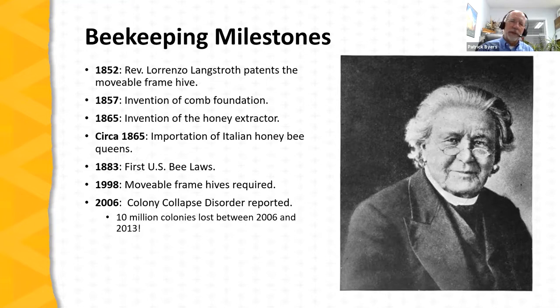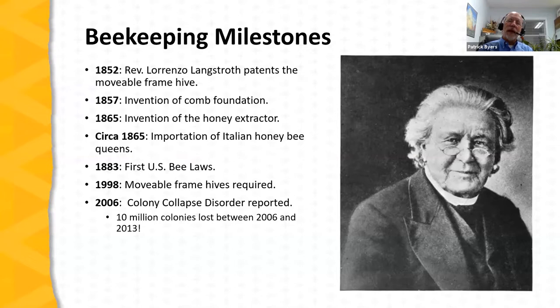1857, we saw the invention of comb foundation. We'll talk more about that in a moment, but that is the material that we can place within the Langstroth hive to help guide the development of the honeycomb within the hive. 1865, the invention of the honey extractor. Prior to having honey extractors, honey was collected by crushing the comb and collecting the honey. Again, this was obviously disruptive to the colony. But with a honey extractor combined with a Langstroth hive, we can now pull frames out, cut the caps off those frames, and with the extractor, drive the honey out of the comb and then replace the frames and the comb back into the hive.